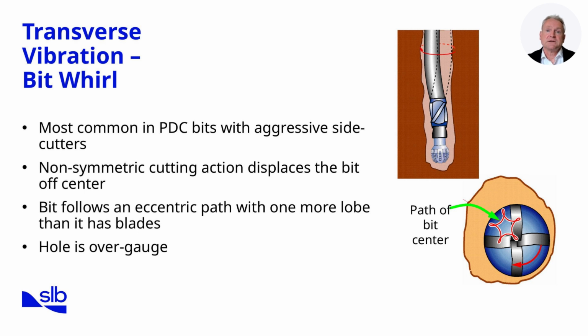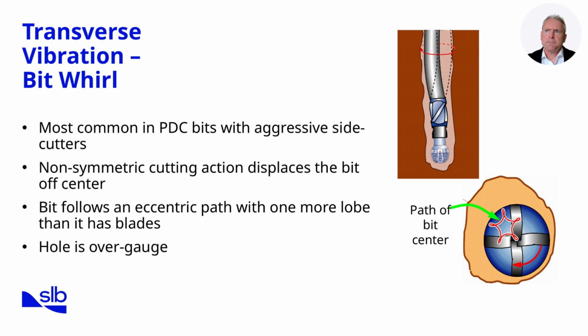On the right side of the slide, we see a diagram showing the path of the bit center. Notice how the bit does not rotate neatly on axis, but instead traces a circular or lobed path. Interestingly, the bit typically follows a trajectory with one more lobe than it has blades, producing an overgauge hole. The key problem is that this eccentric motion creates large lateral shocks, reduces drilling efficiency, and accelerates wear on both the bit and BHA components.